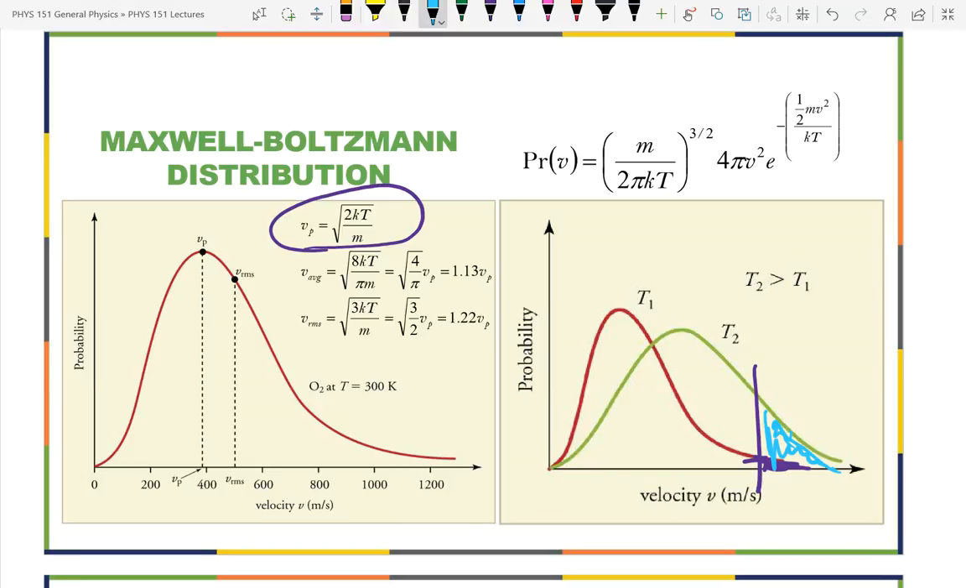Which molecules are evaporating? Are they the ones with the highest speed or the lowest speed? Highest speed. So what happens to the average speed when you lose your highest speed molecules? They decrease. Well, in terms of temperature, what does that mean? The temperature decreases.